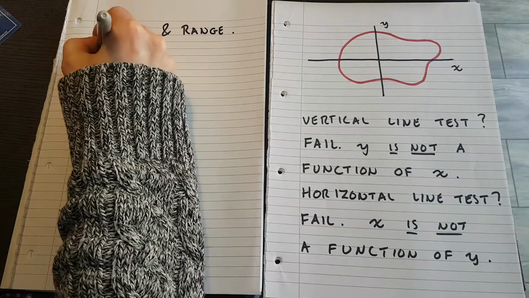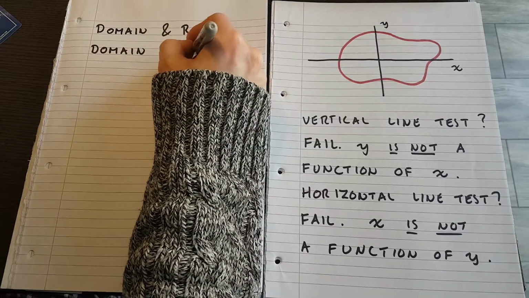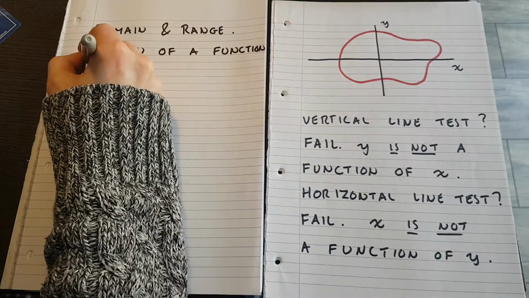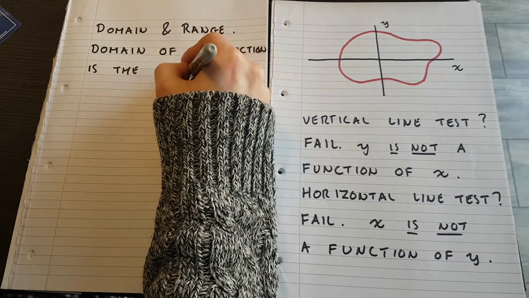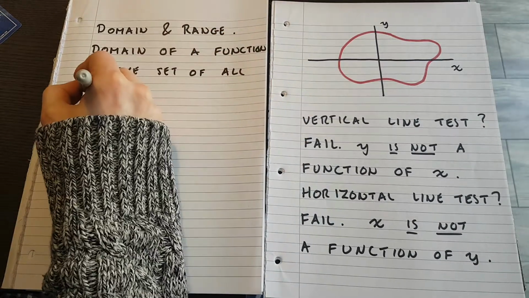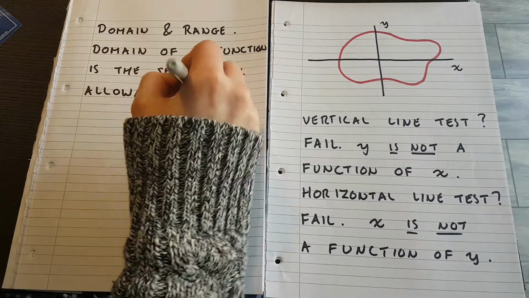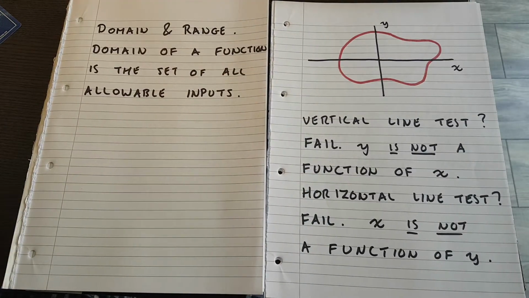Well, the domain of a function is a set of all allowable inputs. The set of all allowable inputs, or the set of inputs where my machine, my function, will give me something meaningful.